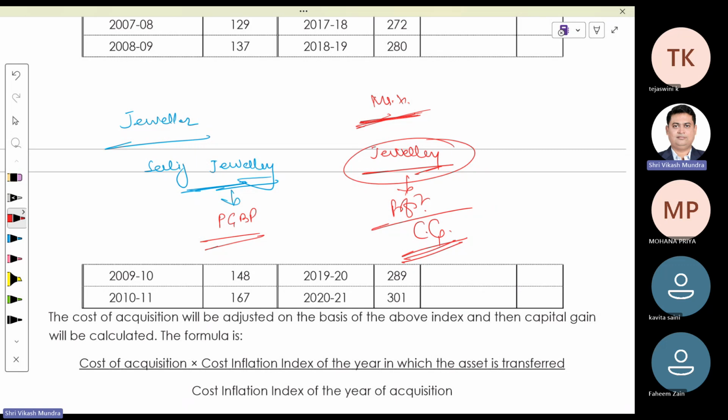However, on the contrary, the same product is there, but that Mr. X is selling, but that asset is not his stock in trade. The profit earned by him shall be considered under the head capital gain.